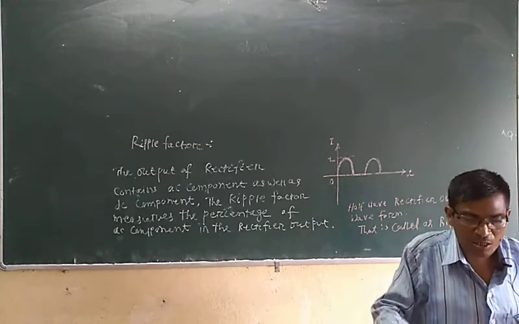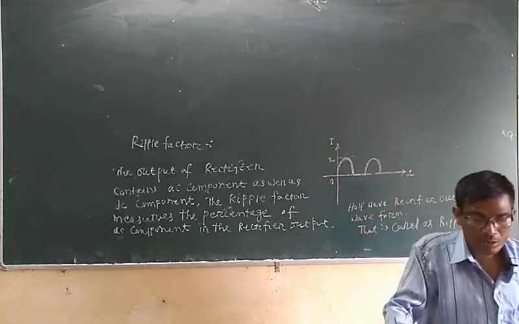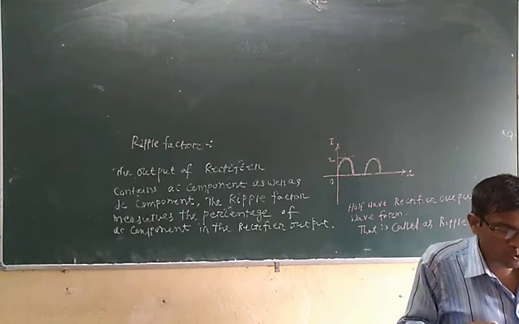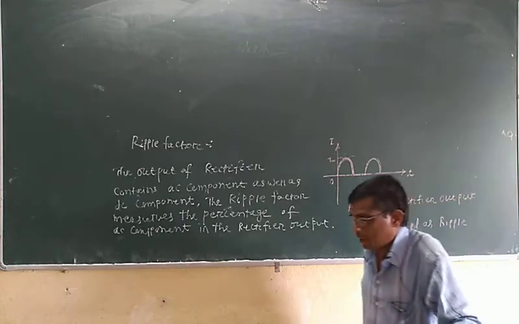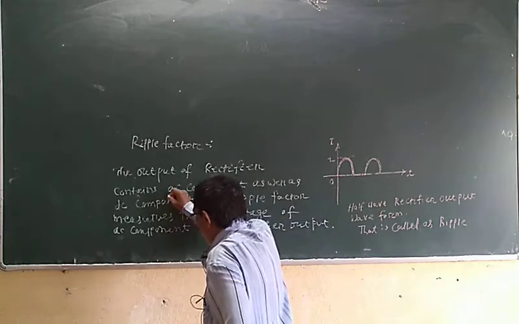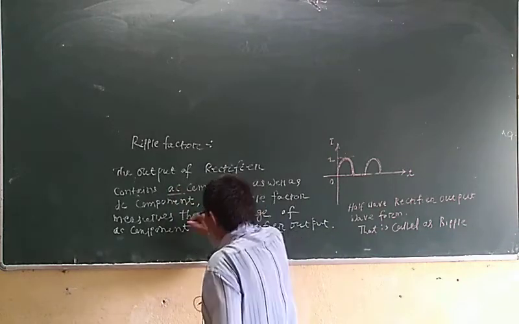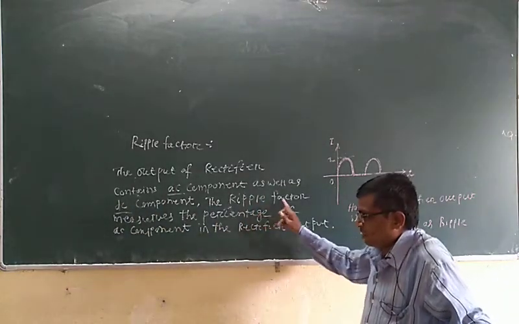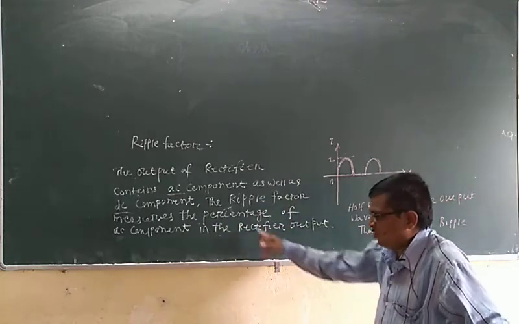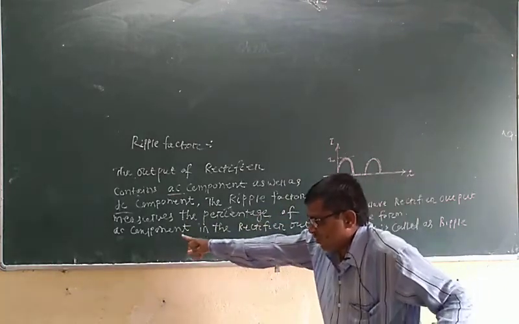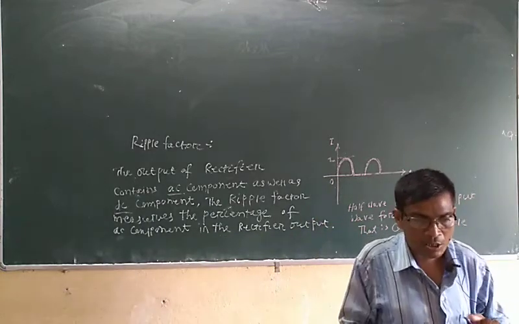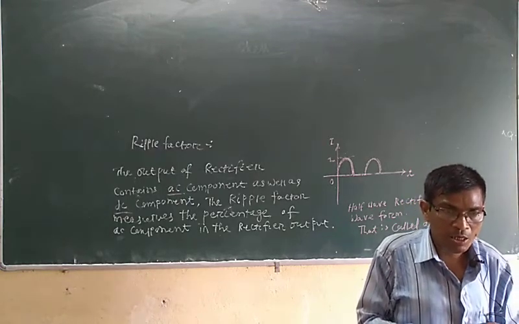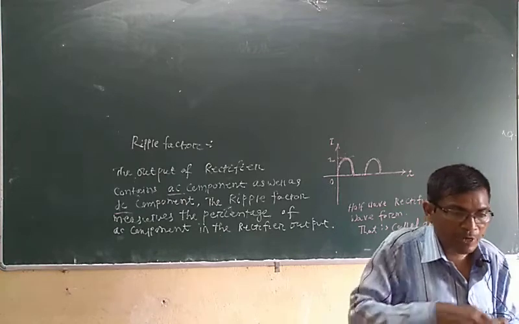So finally we say that the ripple factor is understood as the output of a half wave rectifier containing an AC component as well as a DC component in the output of the rectifier. So this ripple factor measures the percentage of AC component in the rectifier output. That means how many AC components are present in a rectifier output, then we calculate this value.